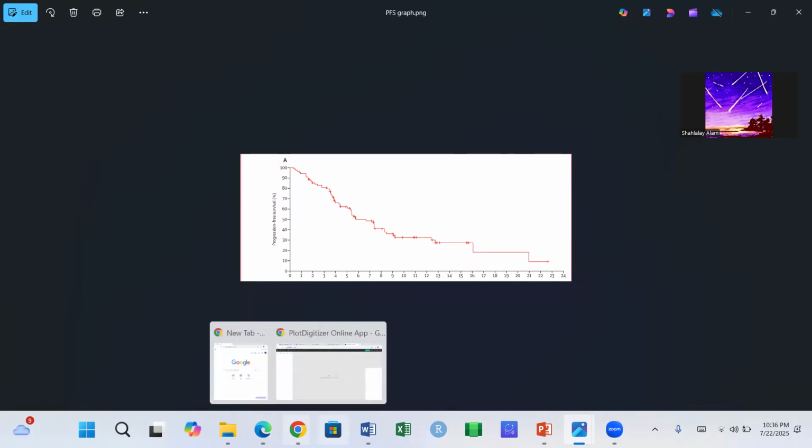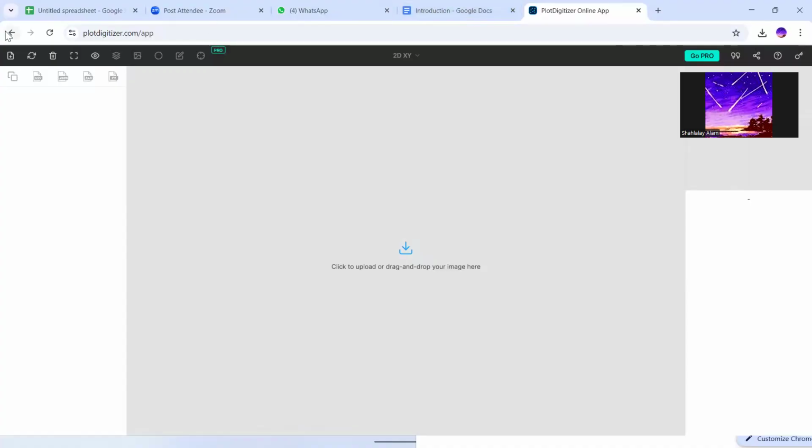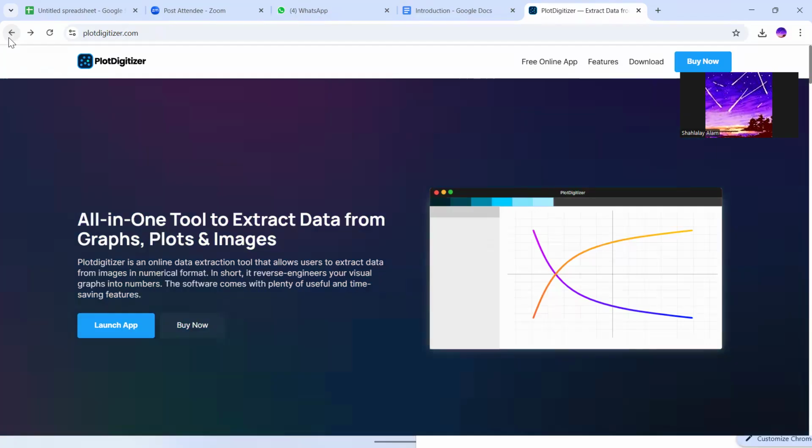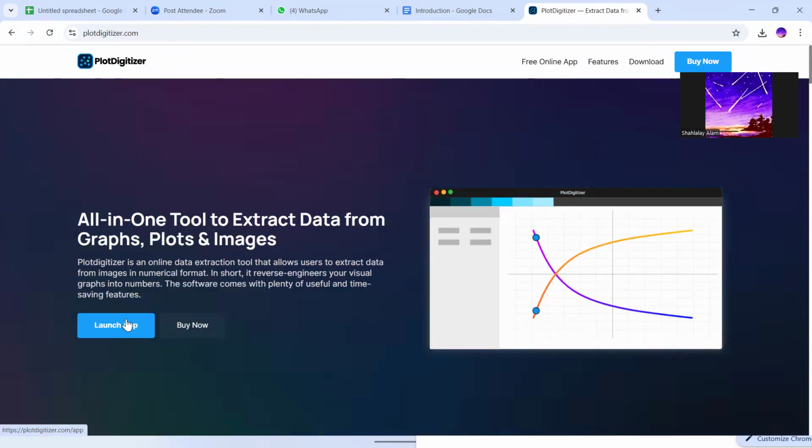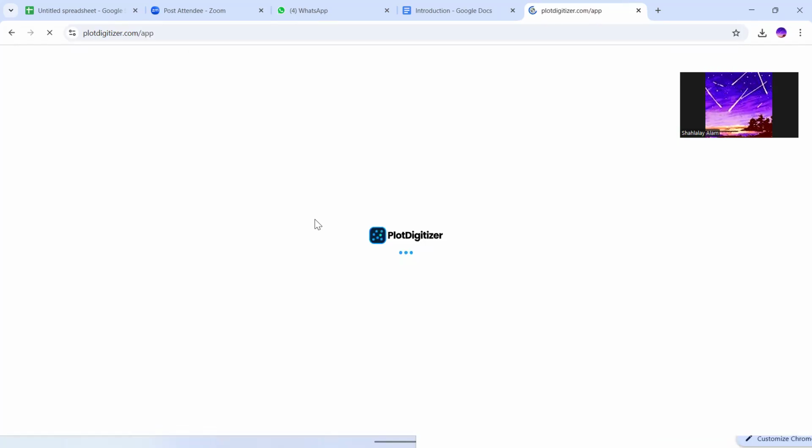Once you crop it, then you are supposed to go to the plot digitizer app. You have to type plot digitizer on Google and open up the first site. Okay. Launch app. Now, the screenshot which you saved should be uploaded here.